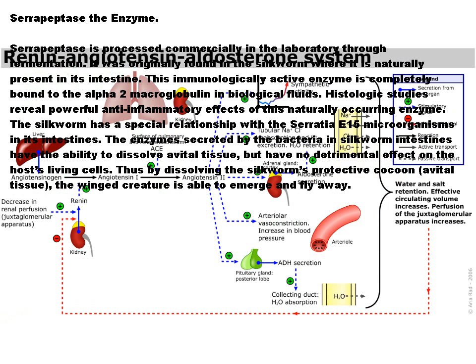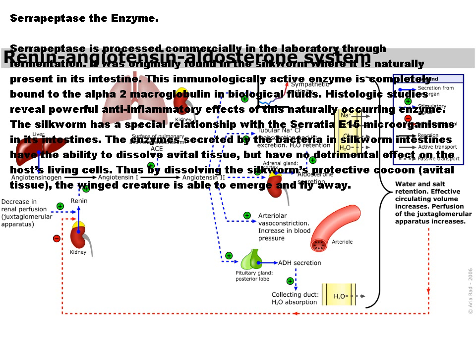Serrapeptase, the enzyme. Serrapeptase is processed commercially in the laboratory through fermentation. It was originally found in the silkworm, where it is naturally present in its intestine. This immunologically active enzyme is completely bound to the alpha-2 macroglobulin in biological fluids. Histologic studies reveal powerful anti-inflammatory effects of this naturally occurring enzyme.